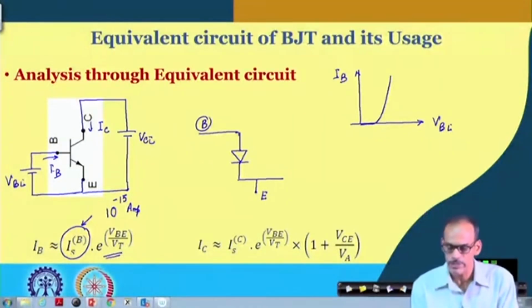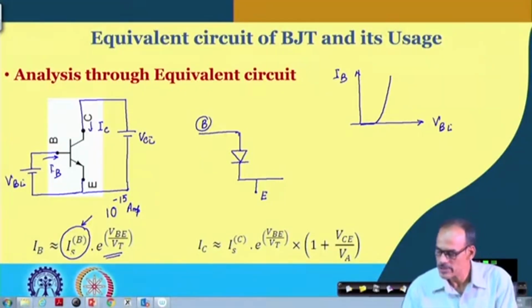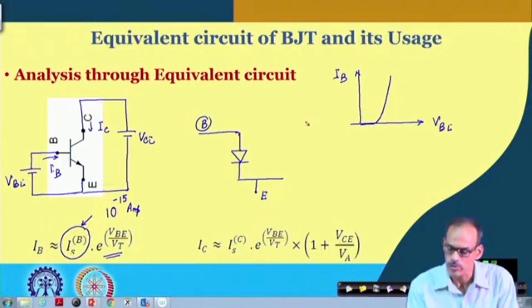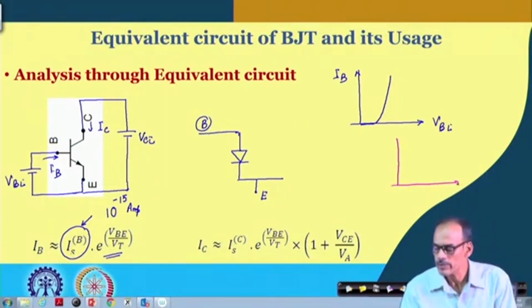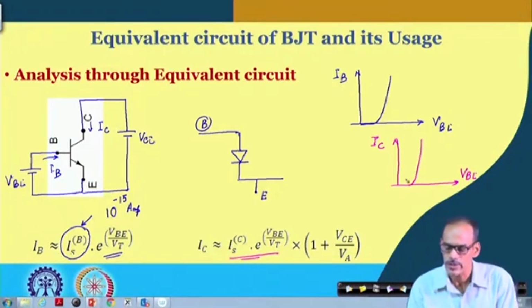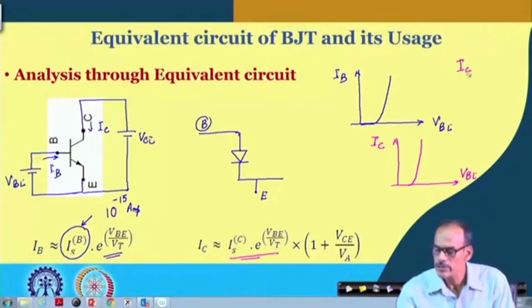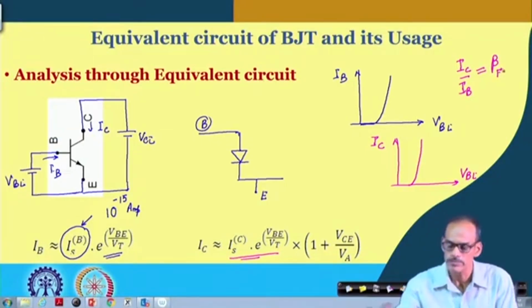Now, the next thing is that this base to emitter port is relatively simpler, but how about the other port, the collector to emitter port, where we do have IC as a strong function of VBE, that is what we said, and it has exponential dependency. So, of course, this is a trans relationship. So, directly we cannot put a diode, but then we also know that IC divided by IB, quote unquote, remains constant. So, whatever beta f we do have.